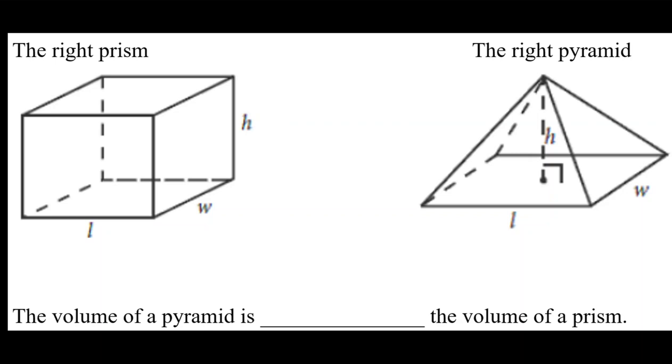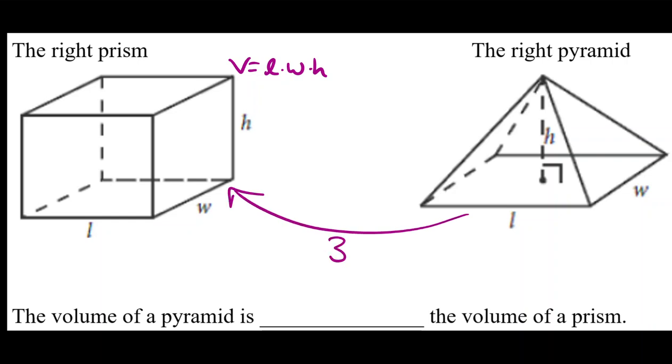So when I think about the volume of a right prism, the volume of a right prism is length times width times height. And the volume of a pyramid, you may not know this, but if I chop this up appropriately, I can fit 3 pyramids into a right prism if they have the exact same length, width, and height. And so what that means is the volume of a right prism is 3 times larger than the volume of a pyramid. Or another way of thinking about that is the volume of a pyramid is 3 times smaller than the volume of a right prism.